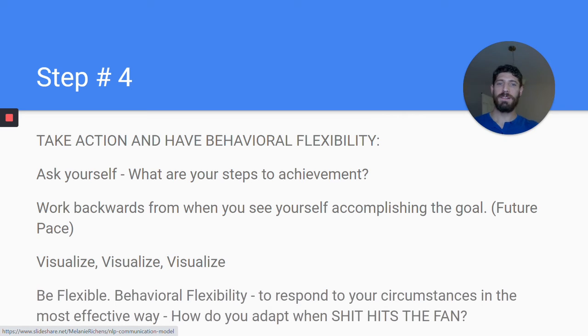And so finally, the last part of this is, how are you going to adapt when shit hits the fan? Okay, you've got to be flexible. And behavioral flexibility, all it is, is when you respond to your circumstances in the most effective way. Behavioral flexibility means how you are not reacting, but responding. Are you taking your time? Are you using patience? And are you changing the way that you go about things in order to achieve that thing that you want, right?